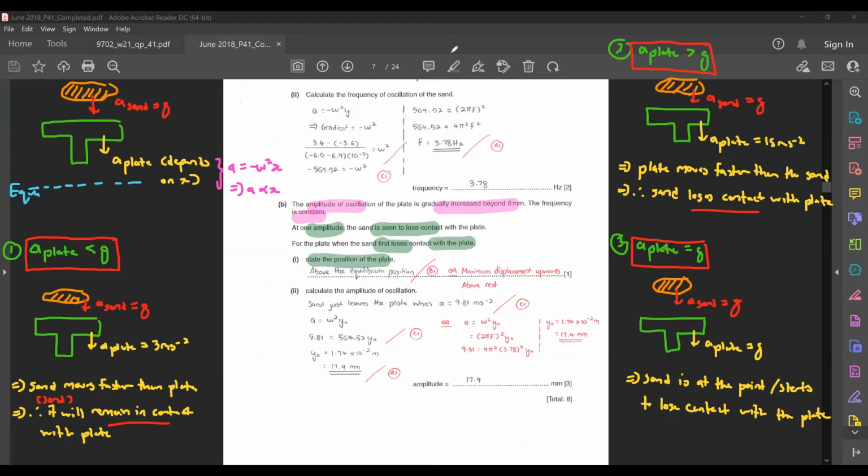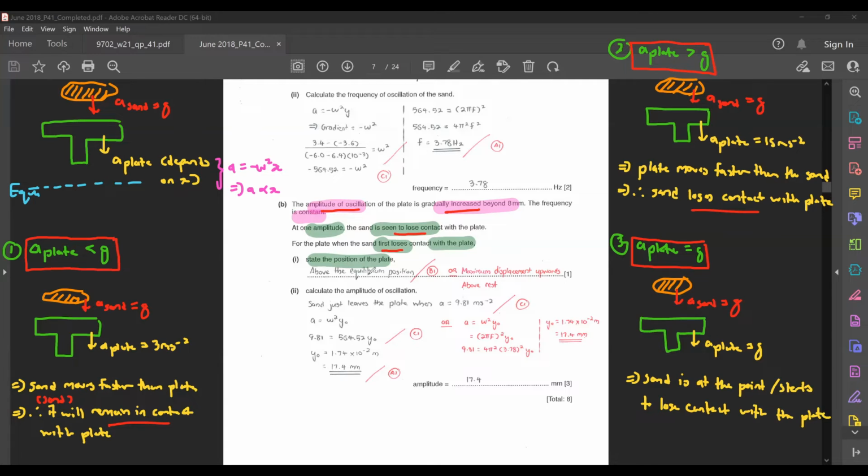You see, there's a part here that you need to kind of single out first. They say here that your amplitude is actually being gradually increased beyond a certain value. And then after that, they say that when your amplitude is being increased, there will be one particular point where you see your sand start to lose contact. So they are interested in the point where the sand first loses contact with the plate.